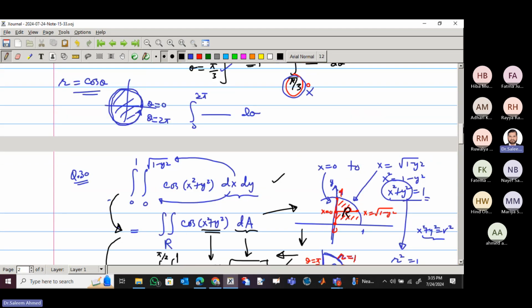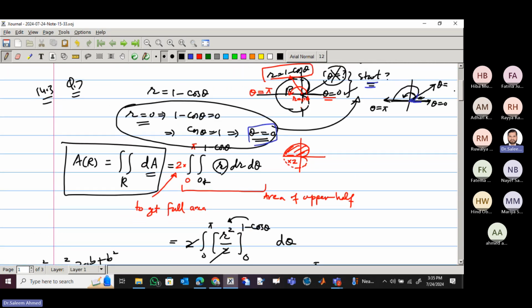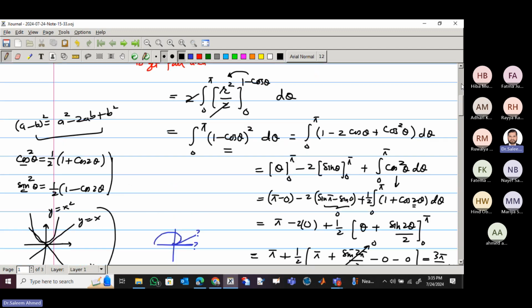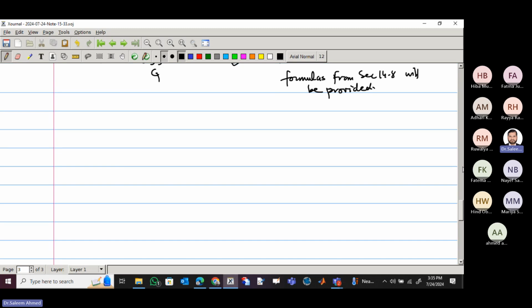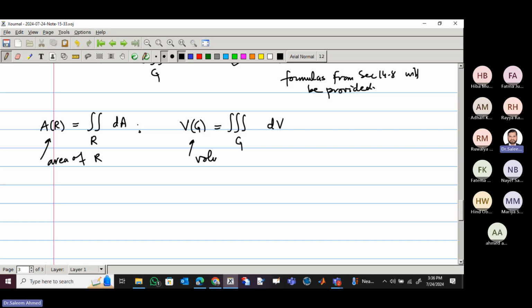But you see this area problem, which I did at the beginning here, they said find the area of the region. You should know that this gives you the area. Always remember, when they ask you to use a double integral to calculate the area, if I integrate over R without any function, this gives you the area of R. And if I take the triple integral over the volume element without any function, it gives me the volume of G. So this gives me the area of region R, and this gives me the volume of solid G.